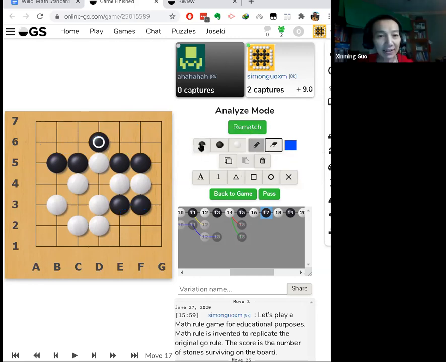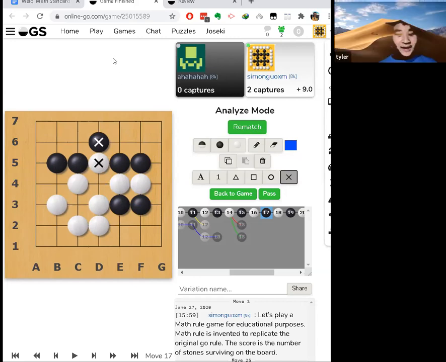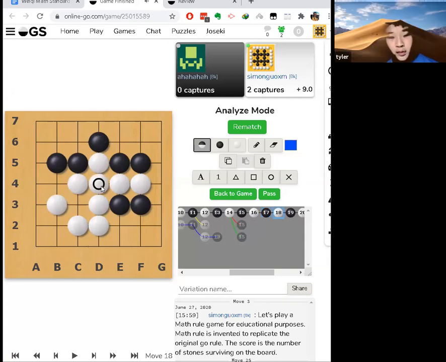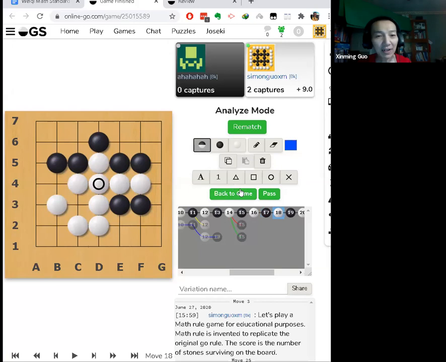And this step, is this an Atari? Atari for this white? Yes. So you create an opportunity to Atari white, trying to capture white. So what should white do? Connect. And then where should black play?